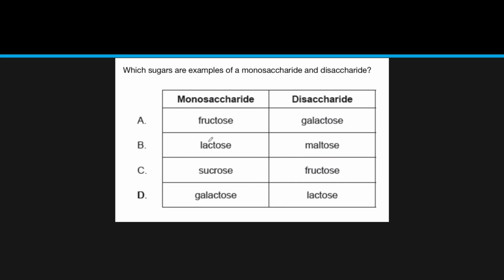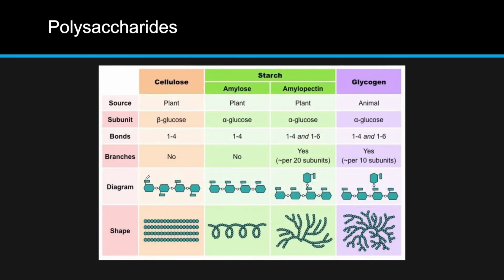So lactose is not a monosaccharide, it's going to be a disaccharide, and so is sucrose. So both B and C are wrong. And if we look at the second column, on our answers left, we have galactose and lactose. Well, galactose is a monosaccharide, so it's going to be D.